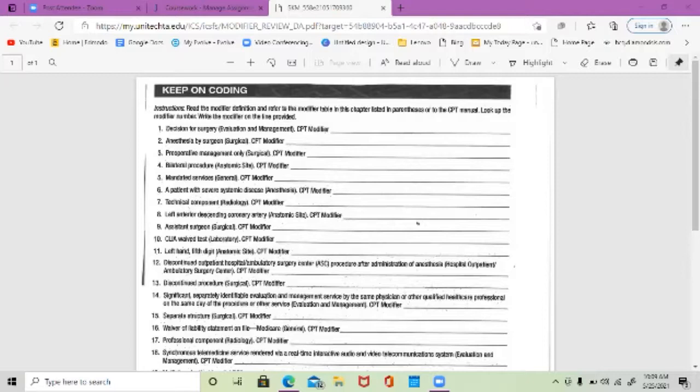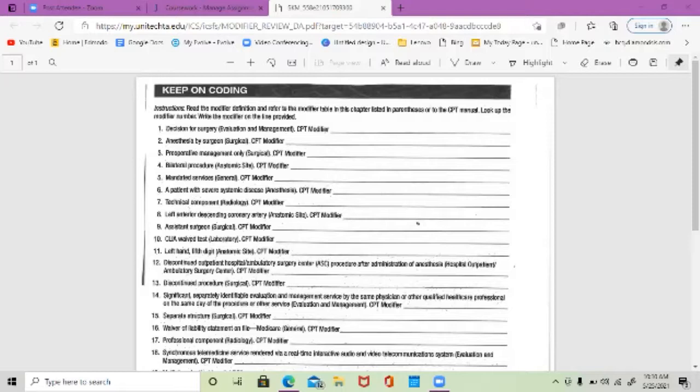Number 8, left anterior descending coronary artery. That's also going to be a set of letters. LD. Wait, is it? Yes. LD. Okay. Number 9, assistant surgeon. Ms. Kelly, can you give us that one? 80. That's right, 80. Number 10. CLIA waived test. Does anybody have that answered? Is it QW? It is QW. And I think that's in the Hicks-Picks manual, isn't it? Yes.